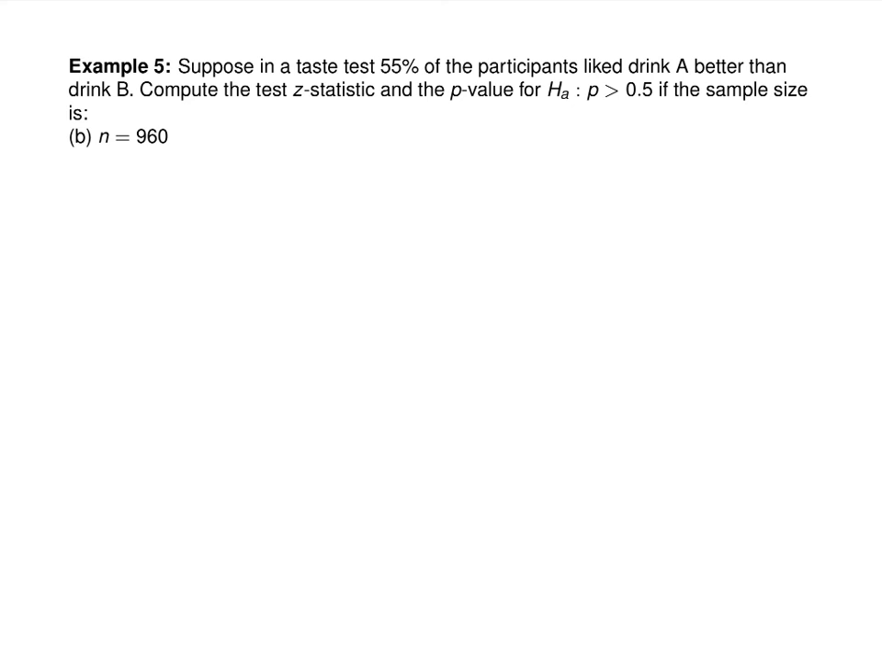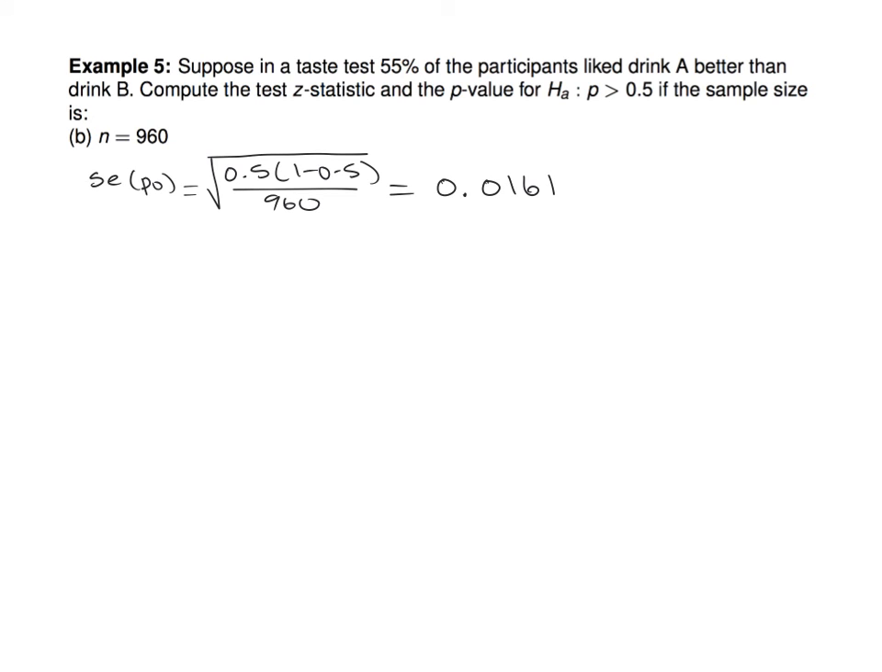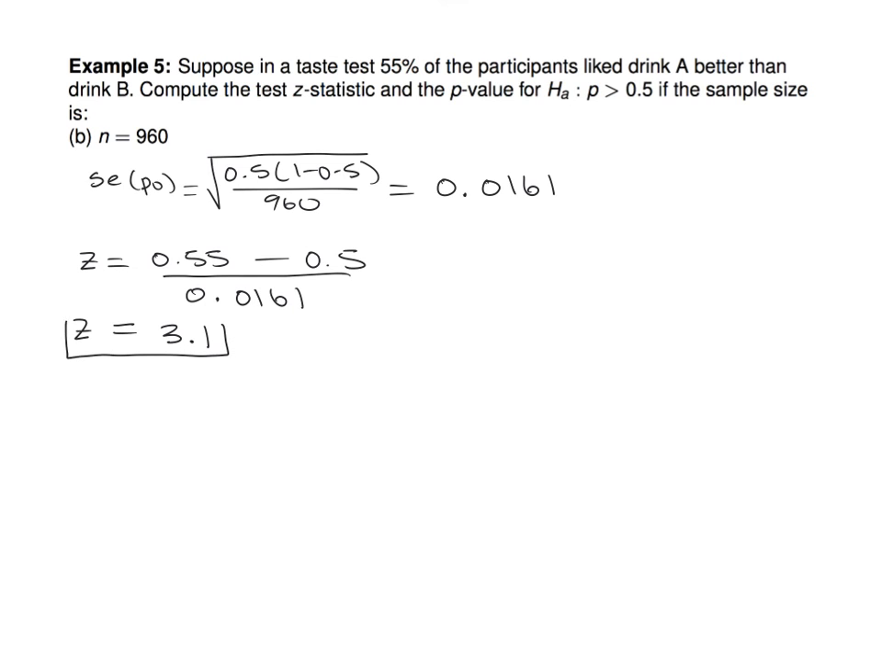What if you increase your sample size to 960? What will change here is the standard error. So 0.5 times 1 minus 0.5, but now it's over 960, which will make this a lot smaller. Comes out to be 0.0161. And your Z-score now is 0.55 minus 0.5 over 0.0161, which is 3.1. And a warning bell should go off that, hey, that's 3.1 standard deviations above the mean.